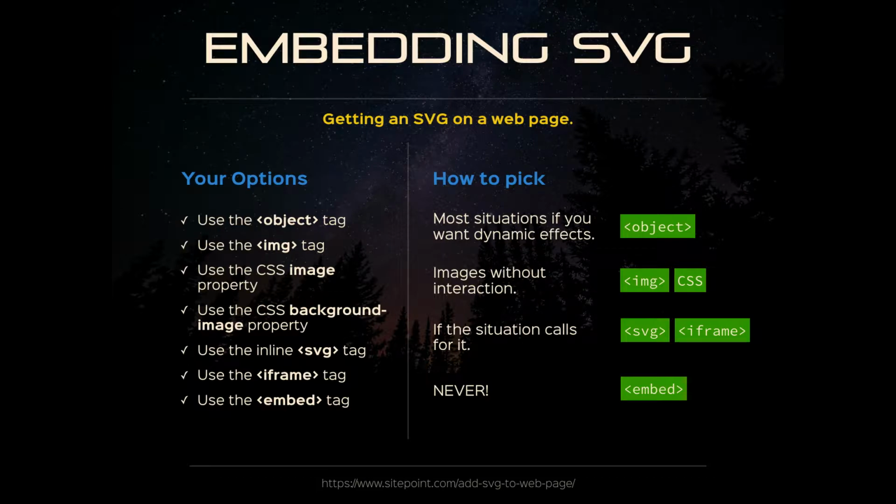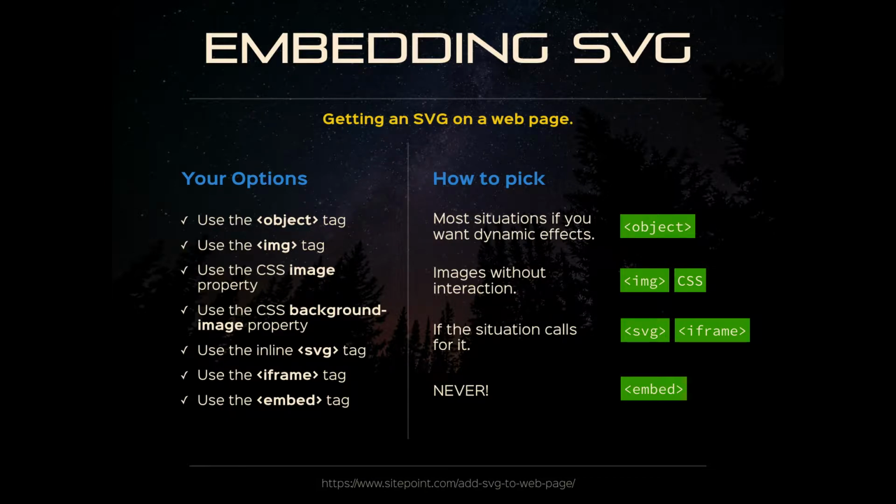There's the object tag, the image tag. You can use CSS, the CSS image property or the background image property. You can put it inline using the SVG tag. You can use an iframe or an embed tag. So I just gave you a whole bunch of options. What do you use? Well, it depends on the situation.